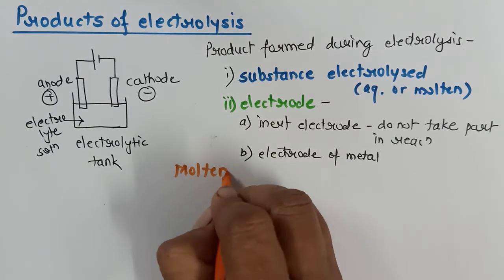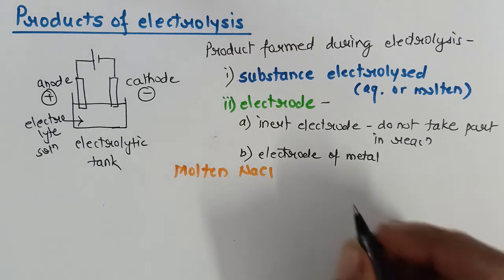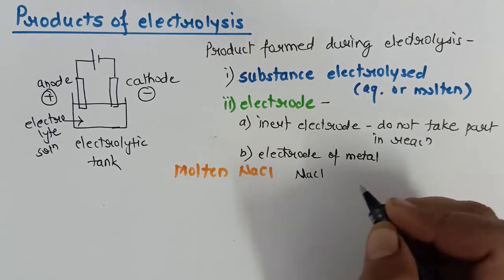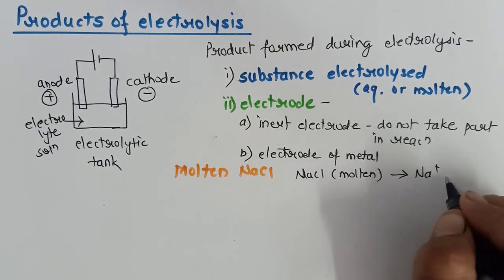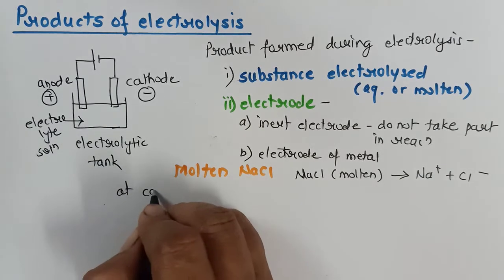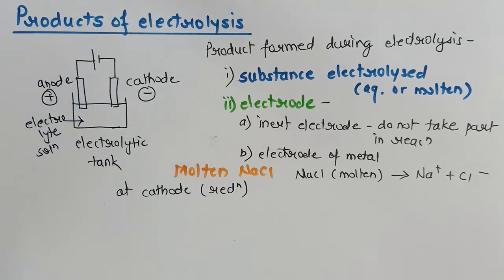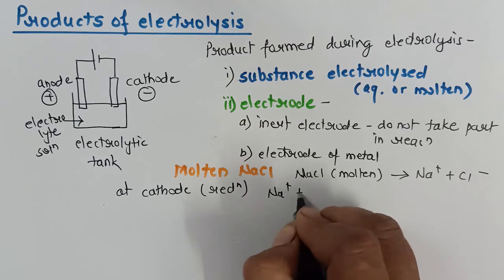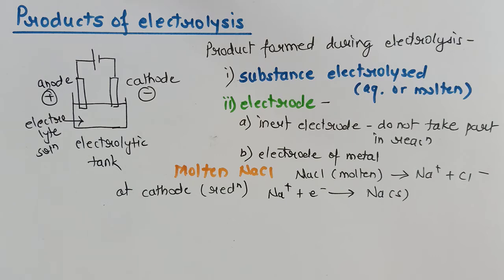Suppose I have filled the electrolytic tank with molten NaCl, or I will say fused NaCl. Then what will be the product formed during the electrolysis? NaCl, molten one, will dissociate into Na+ and Cl-. We know that at the cathode, reduction takes place, and at the cathode sodium will accept an electron and will get deposited as solid sodium.